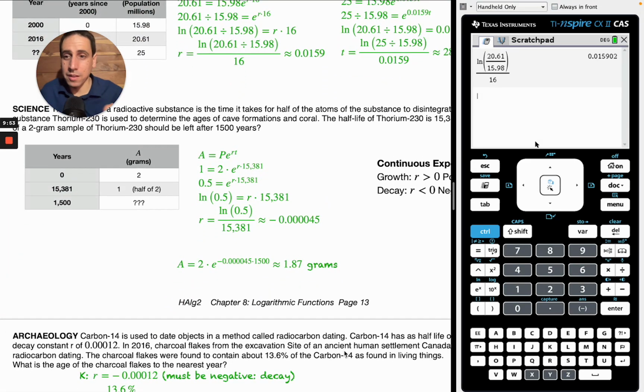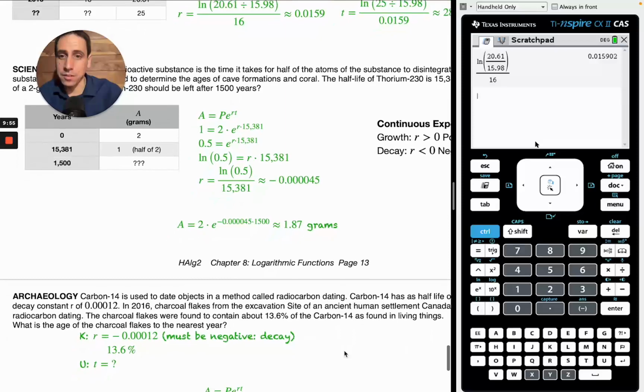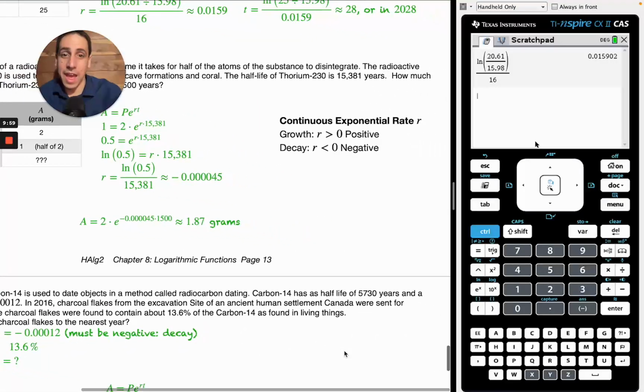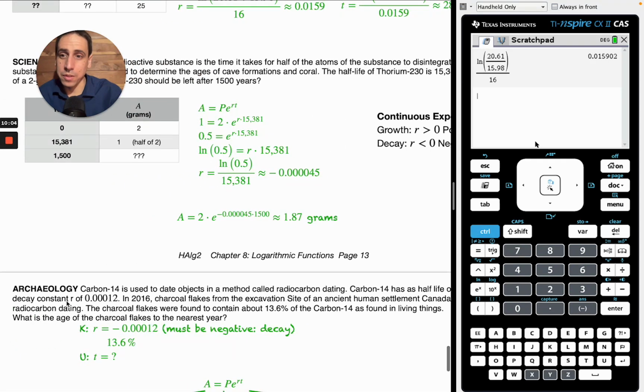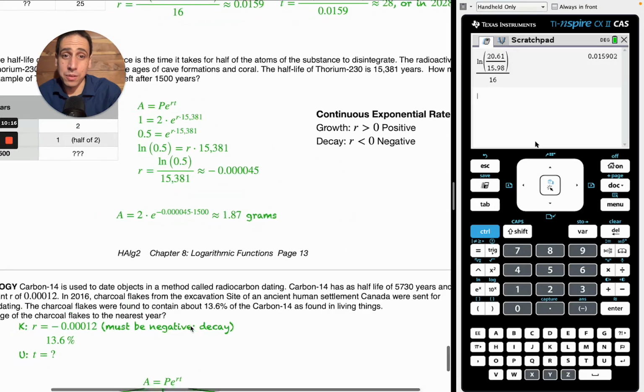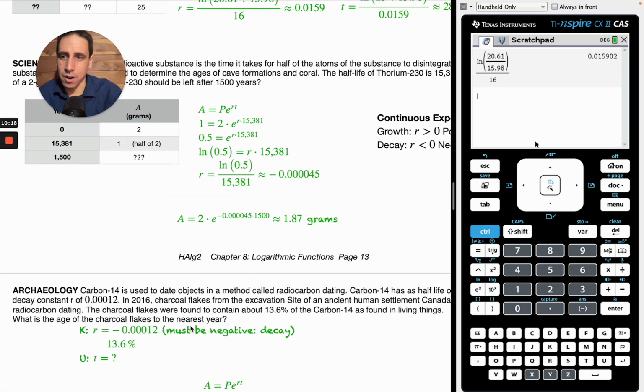Archaeology, same idea. Carbon-14 is used to date objects in a method called radioactive carbon dating. Carbon-14 has a half-life of 5,730 years and a decay constant. Oh, they give it to us. The R, they didn't give it to us here, but now R is 0.00012. In 2016, charcoal flakes from the excavation sites of an ancient human settlement in Canada, this is a real story, were sent for radioactive carbon dating.